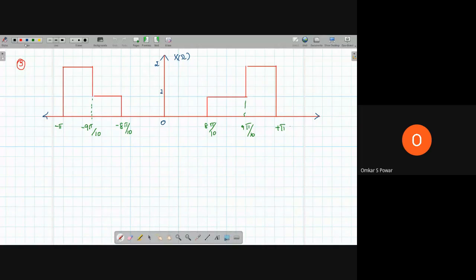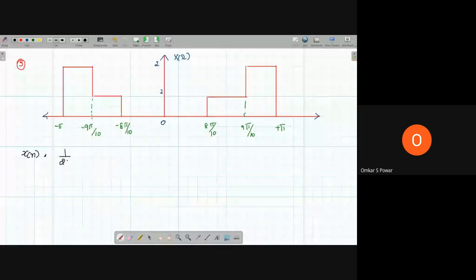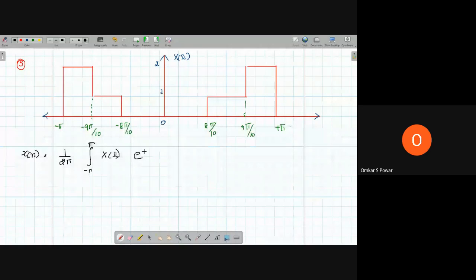So what's the question given here? They have given X of omega. We have to find x of n. So first, we have to write the formula. So what is the formula for x of n? x of n is equal to 1 by 2 pi integral minus pi to pi X of omega e power j omega n into d omega.